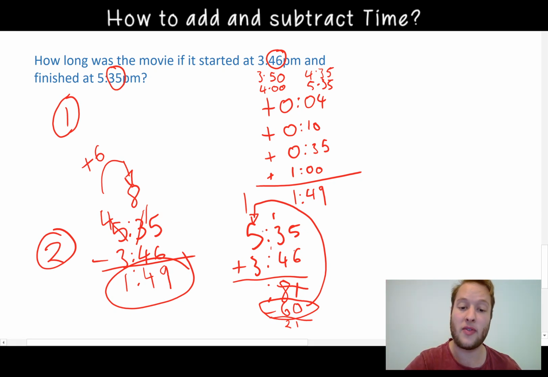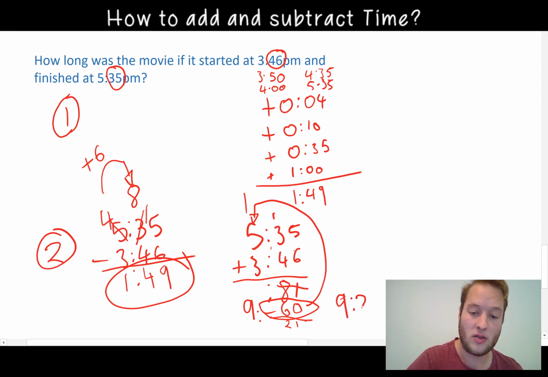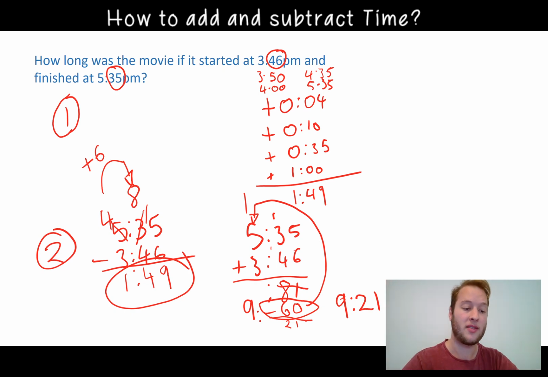So now I can go 1 plus 5 is 6, 6 plus 3, so 6, 7, 8, 9. So it's 9. So my time is 9:21. So if it was 5:35 p.m. and they watched the movie for 3 hours 46 minutes, the time will now be 9:21. So that's how you add, and this is how you subtract. Hopefully that makes sense. All the best.